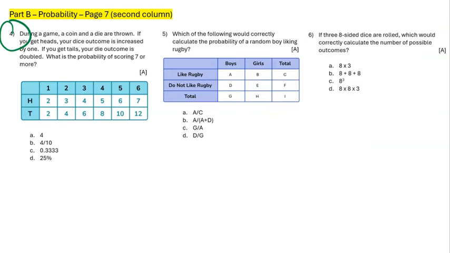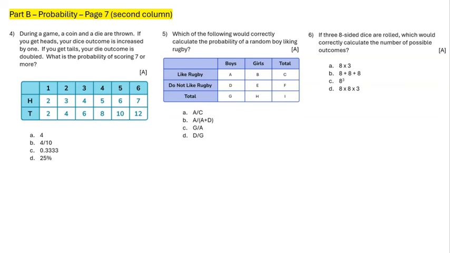So moving on to question number 4, we got that over there. So during a game, a coin and a dice are thrown. If you get a heads, your dice outcome is increased by 1, and that's what we can kind of see here. So if you got heads, we rolled a 1, so it's 1 more, 2. We've rolled a 2 here, so we add 1 to get 3. Hopefully you can see that pattern happening throughout the graph.